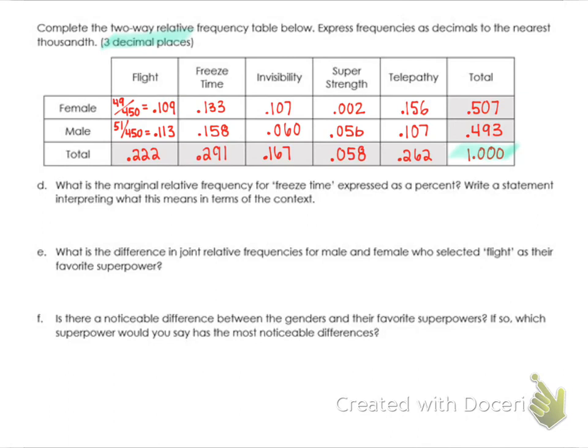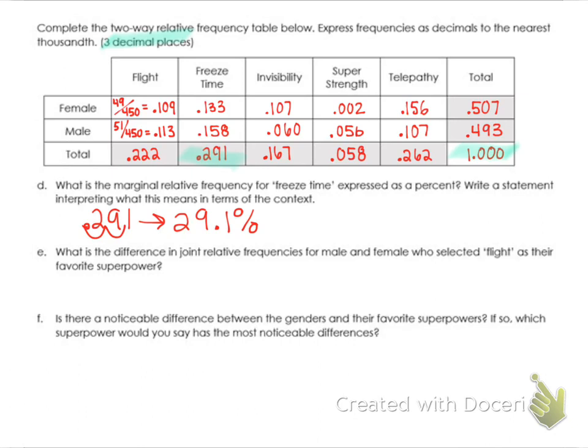We could have easily converted all of these to a percent, and that's what the next question is actually asking us to do. So it says, what is the marginal relative frequency for freeze time? So marginal means the grayed shaded cells on the outside. So we're going to look for freeze time, and that would be this cell right here, 0.291. Okay, and so how do I convert decimals to percents? You just move the decimal place 2 spots over. So 0.291, you move it 1, 2, and then that converts it to 29.1%.